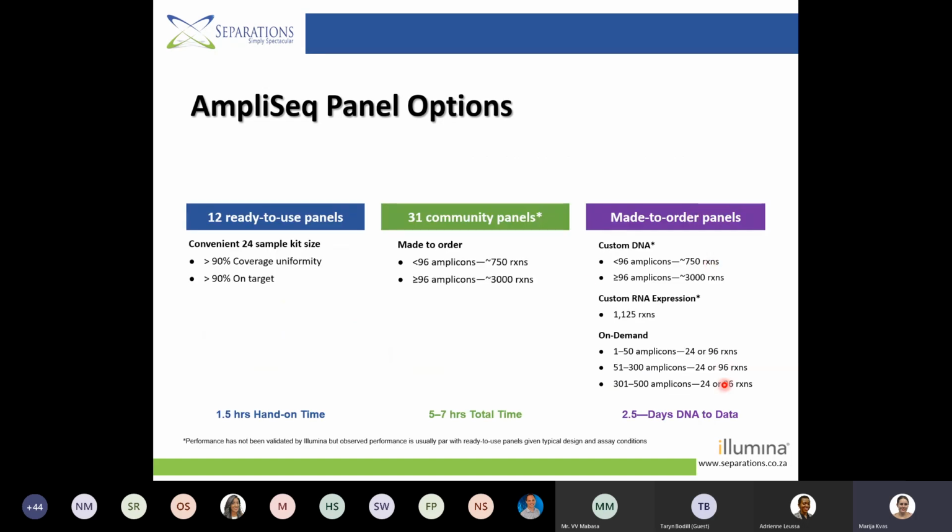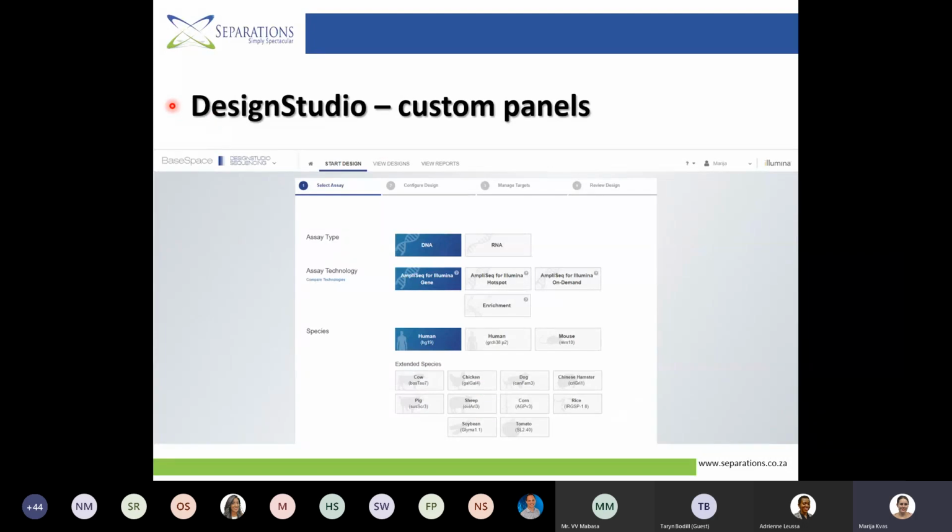So I just want to talk a little bit more about the custom solutions that we have out there. You can reach out to us and we can help you with designing your own panel, but you can also do it yourself through Design Studio. Design Studio is available on the Illumina website. It's free of charge. You can just create a login, and it's a very intuitive and easy to use pipeline to design your own panel. So like you can see, you can have either a DNA or RNA panel.